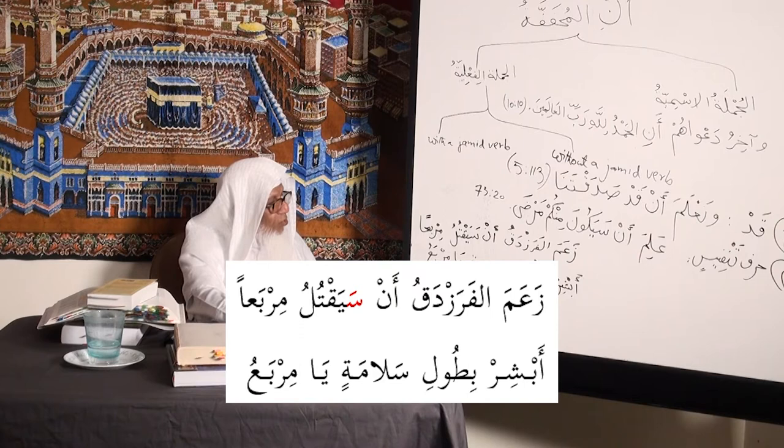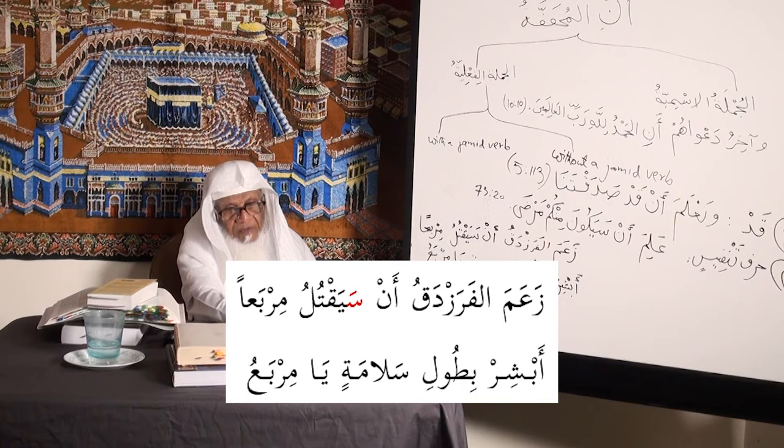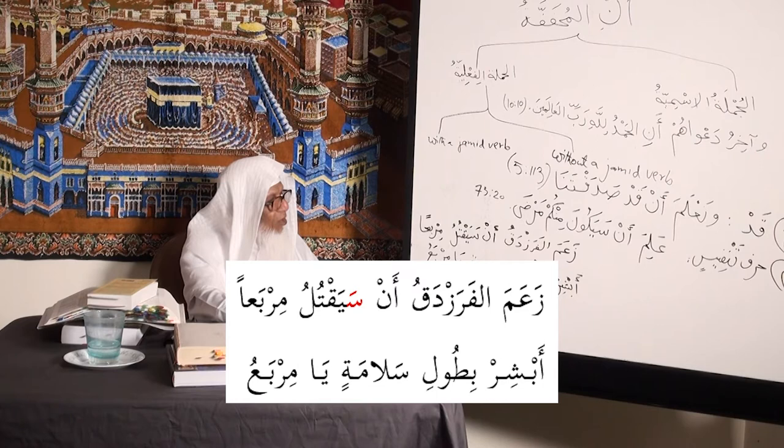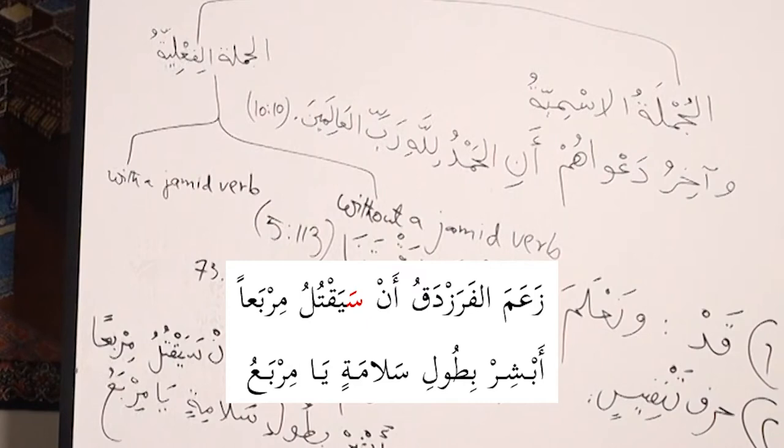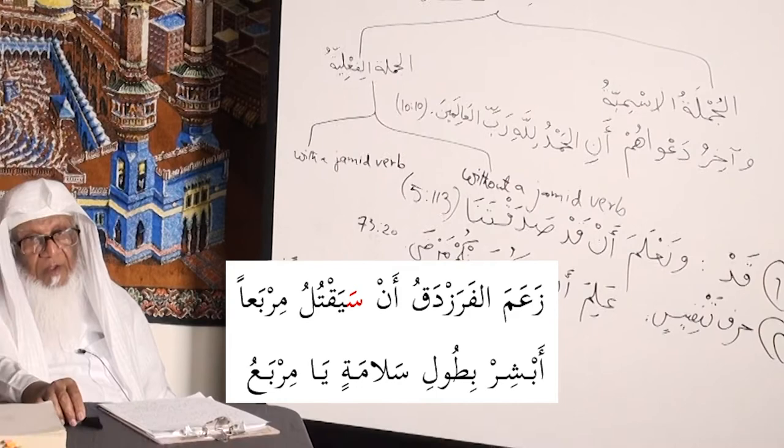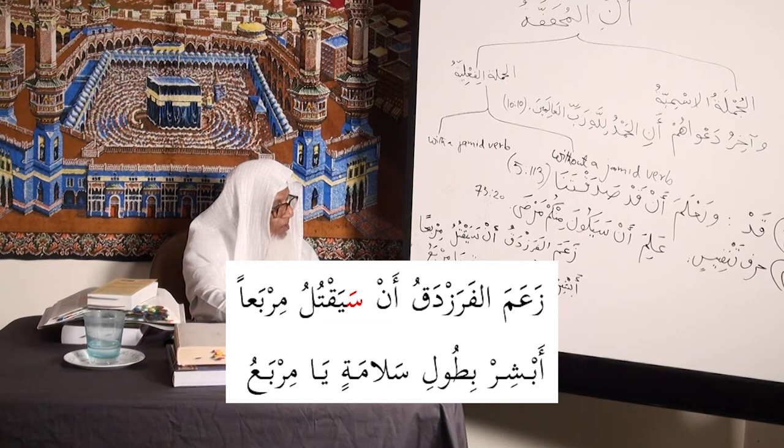زعم الفرزدق أن سيقتل مربعاً. He says زعم الفرزدق. زعم, he claimed. Now claiming is also like علم, that is sure knowledge. He claimed أن سيقتل مربعاً. See, أن سيقتل مربعاً, after أن, who has been omitted? أن هو. So Farazdaq claimed that he will kill Mirba'an. He will kill Mirba'an. That is the Rawiya of Jarir, his narrator.